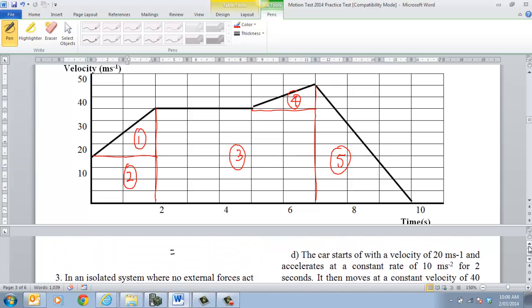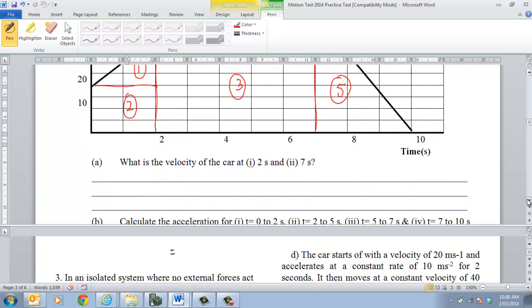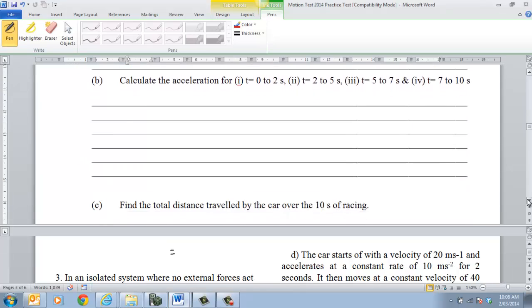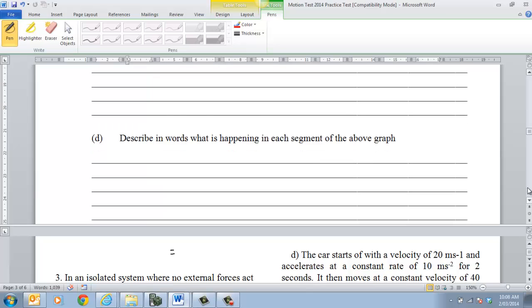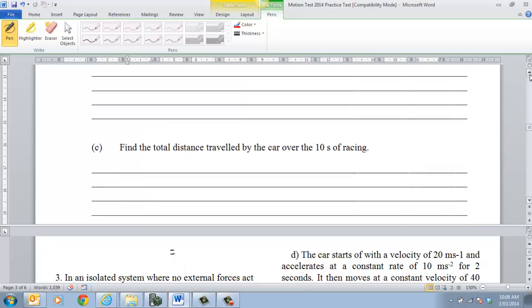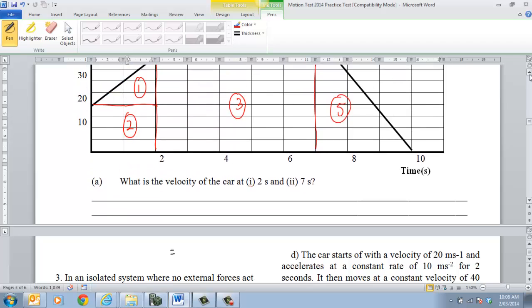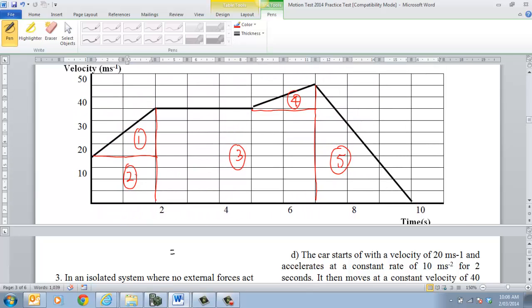Okay, so if we go to the other questions for that, so that's what we answered there. 26. Describe in words what's happening in each segment of the graph. Okay, so we know what it is. We'll go back to the graph so you can see me talking through it. So you know it's starting off at 20 metres per second. Okay, it's moving to the right.